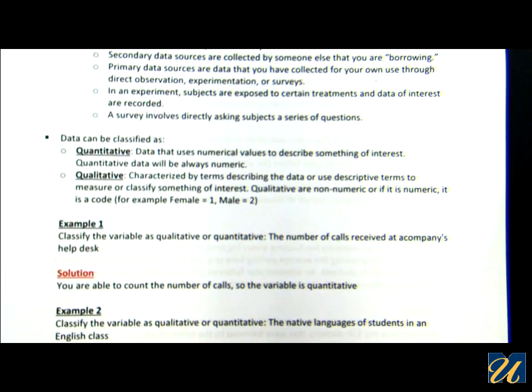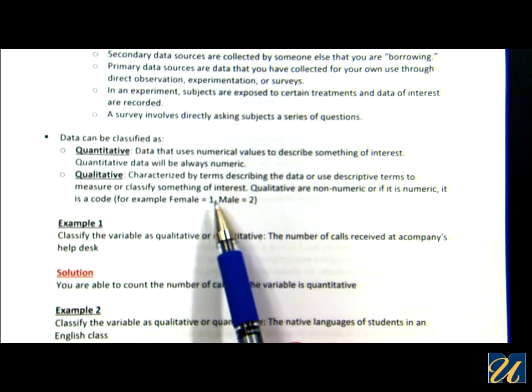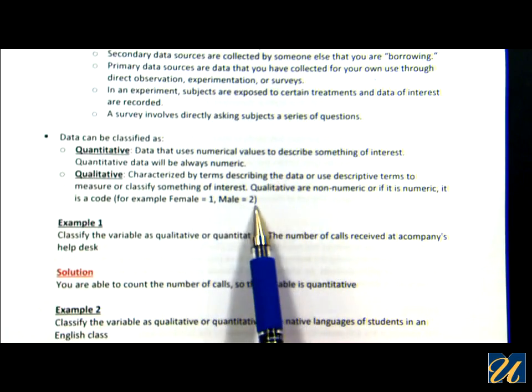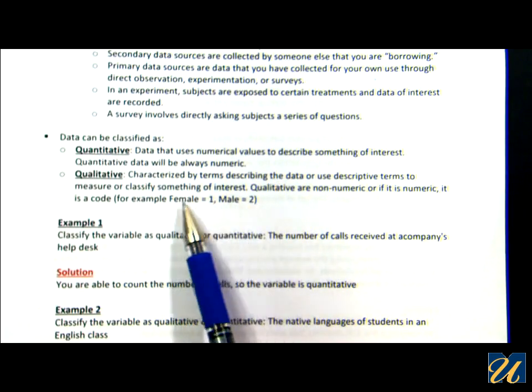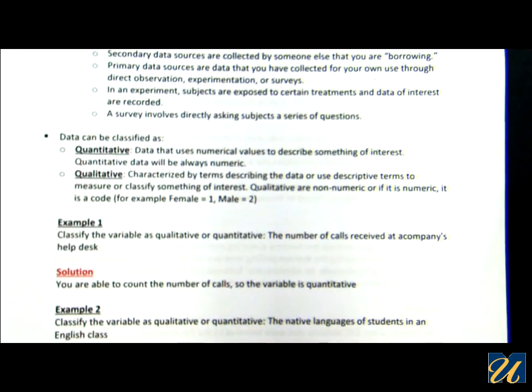Now, numeric data that is considered qualitative is anything that has to do with codes. When we use codes, for example, female 1, male 2, whenever you see the ones and the twos, let's say in a survey, that does not mean that this is quantitative data. It's qualitative data presented by numbers to make, for example, entering the information a lot easier.